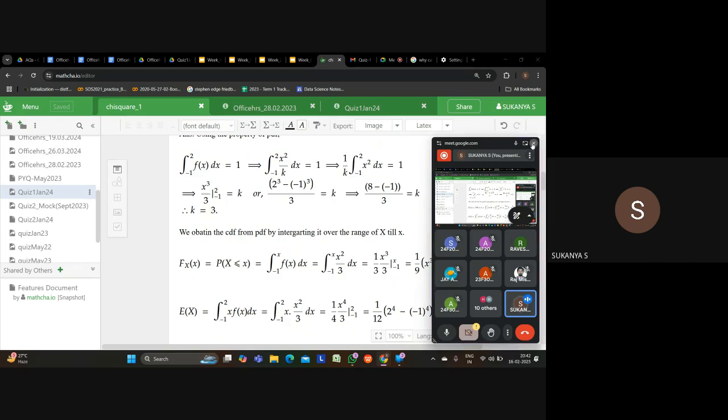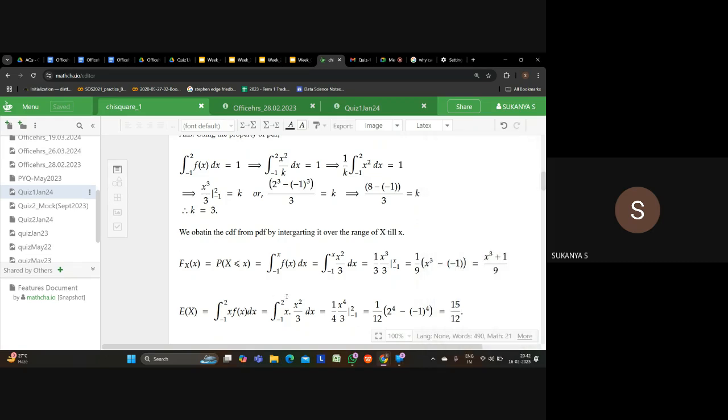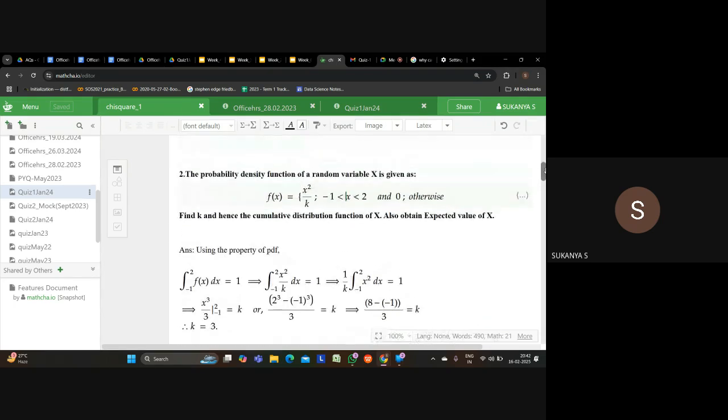What are we getting? We are getting integral minus 1 to 2 x into x square by 3, that is 1 by 3 into x raised to 4 by 4. And applying the limit, you will get 2 raised to 4 minus 1 by 12, right? So that is 16 minus 1 by 12, 15 by 12. You can cancel it out using 3, you will get 5 by 4. Perfect. Any doubt in any section? In this question, is there any doubt?